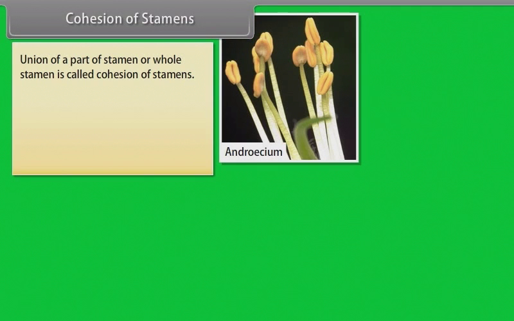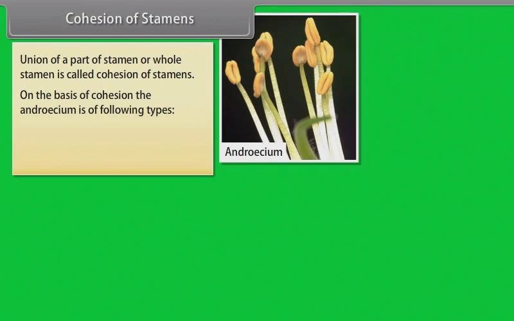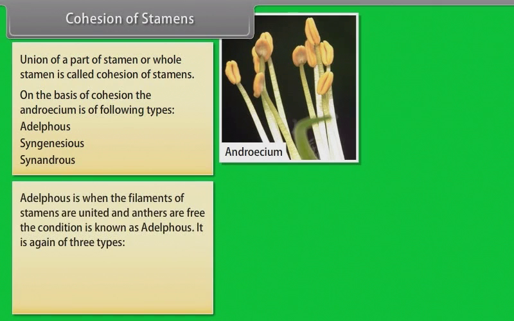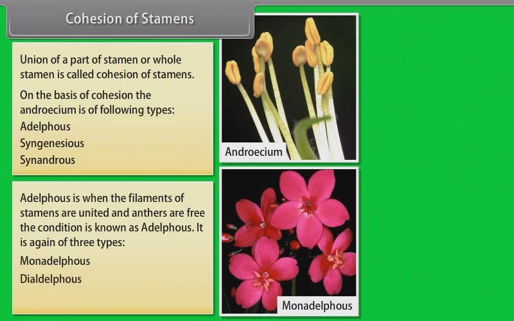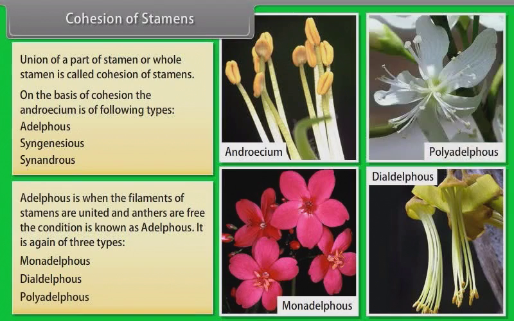Cohesion of stamens. Union of a part of stamen or whole stamen is called cohesion of stamens. On the basis of cohesion, the Androecium is of the following types: adelphous, syngenesious, synandrous. Adelphous is when the filaments of stamens are united and anthers are free. It is again of 3 types: monadelphous, didelphous, polyadelphous.